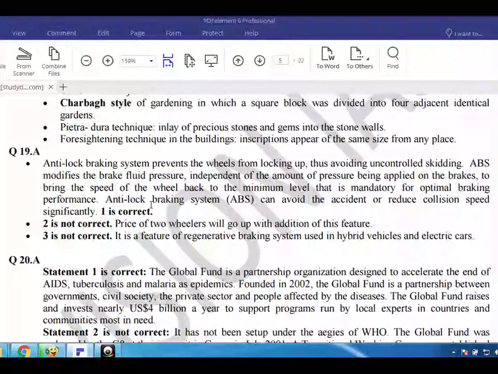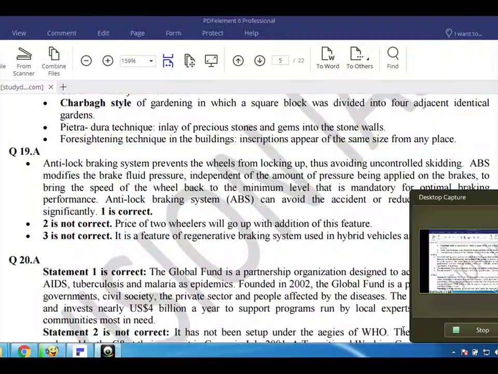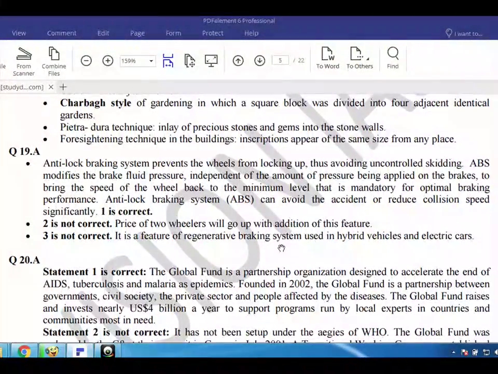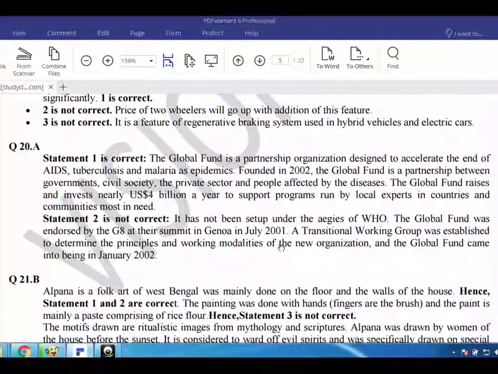1 is correct. 2 is not correct. Price of two-wheelers will go up with addition of this feature. 3 is not correct. It is a feature of regenerative braking system used in hybrid vehicles and electric cars.